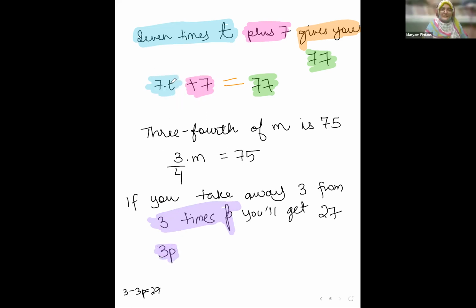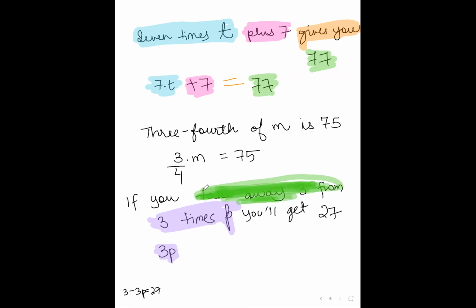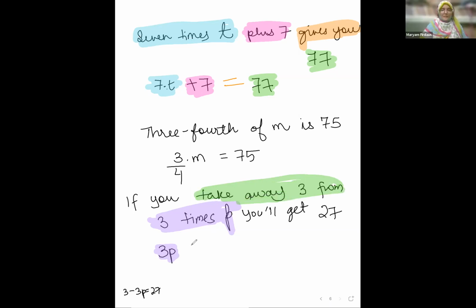Just a minute. 3P minus 3. Yes, minus 3. Why? Because it is telling us that if you take away 3 from this number, right? Yeah, I understand now. Yes. Okay. So take 3P away 3, minus 3 is equal to 27. Very good. Excellent. So now next question.